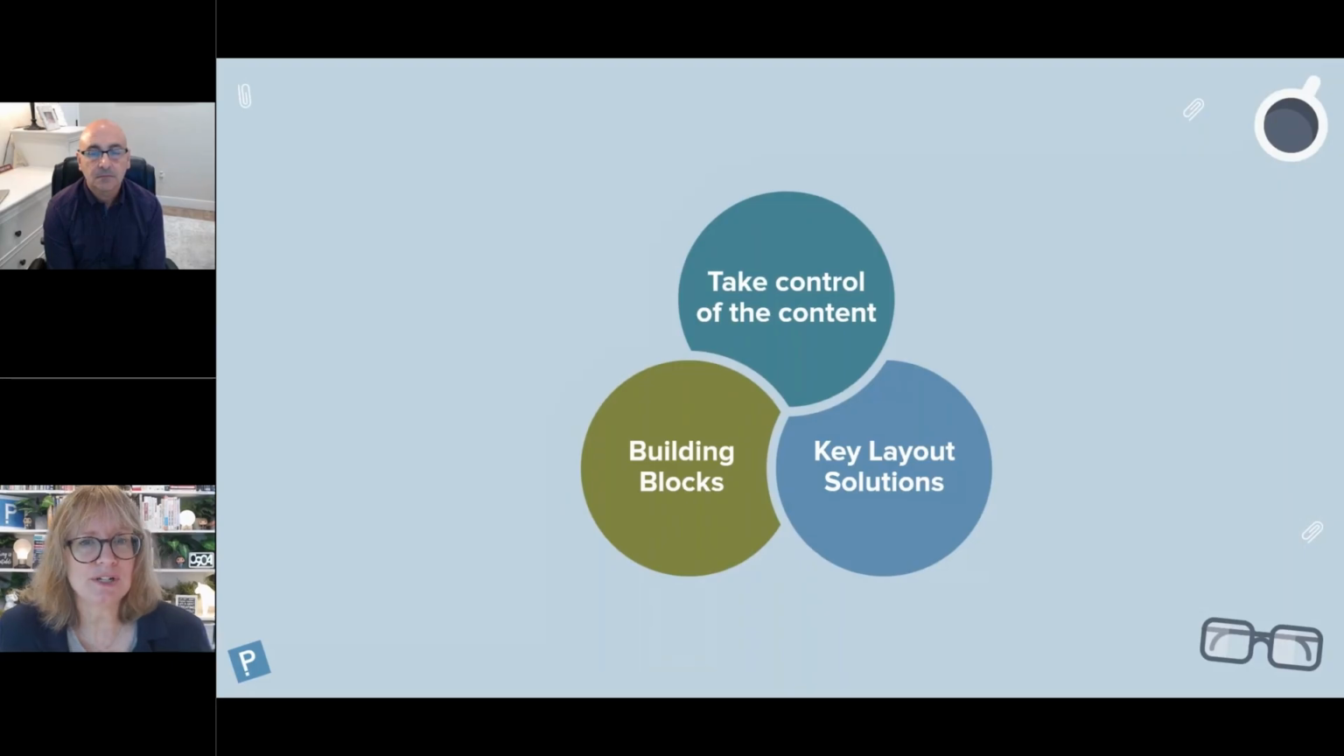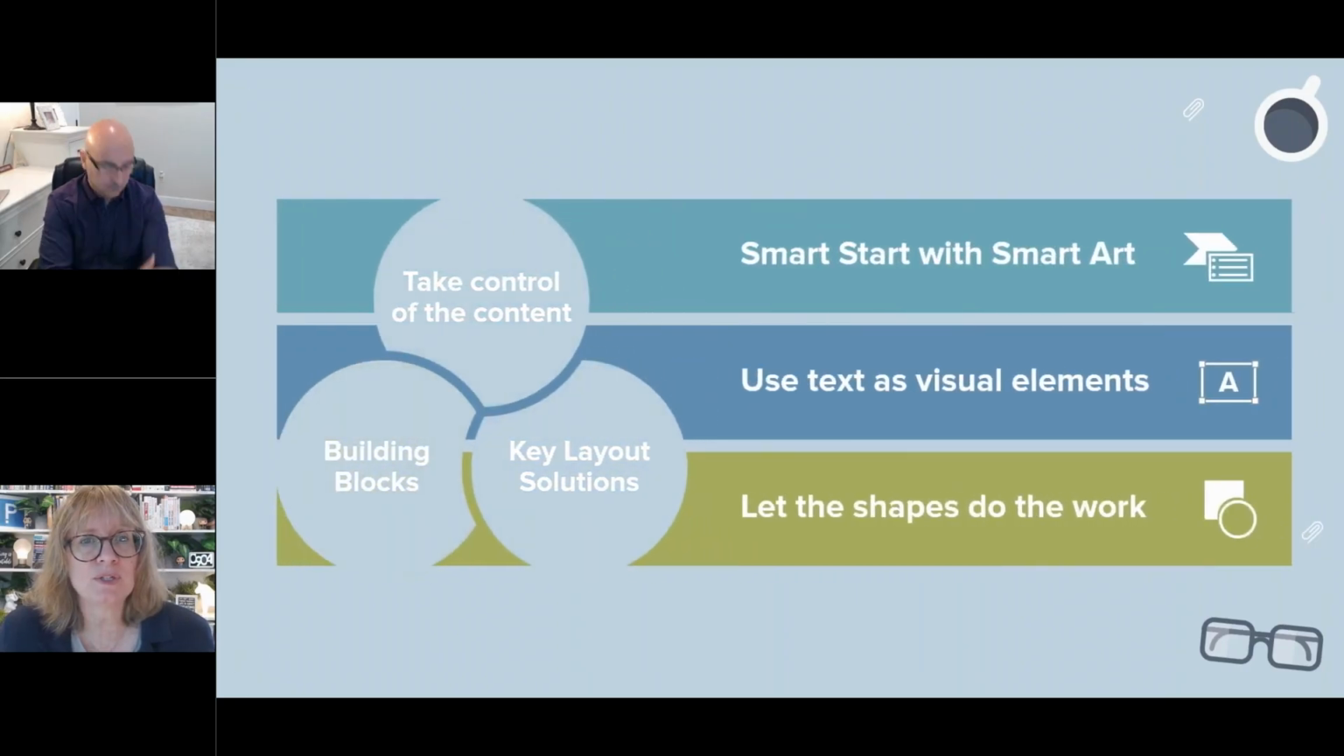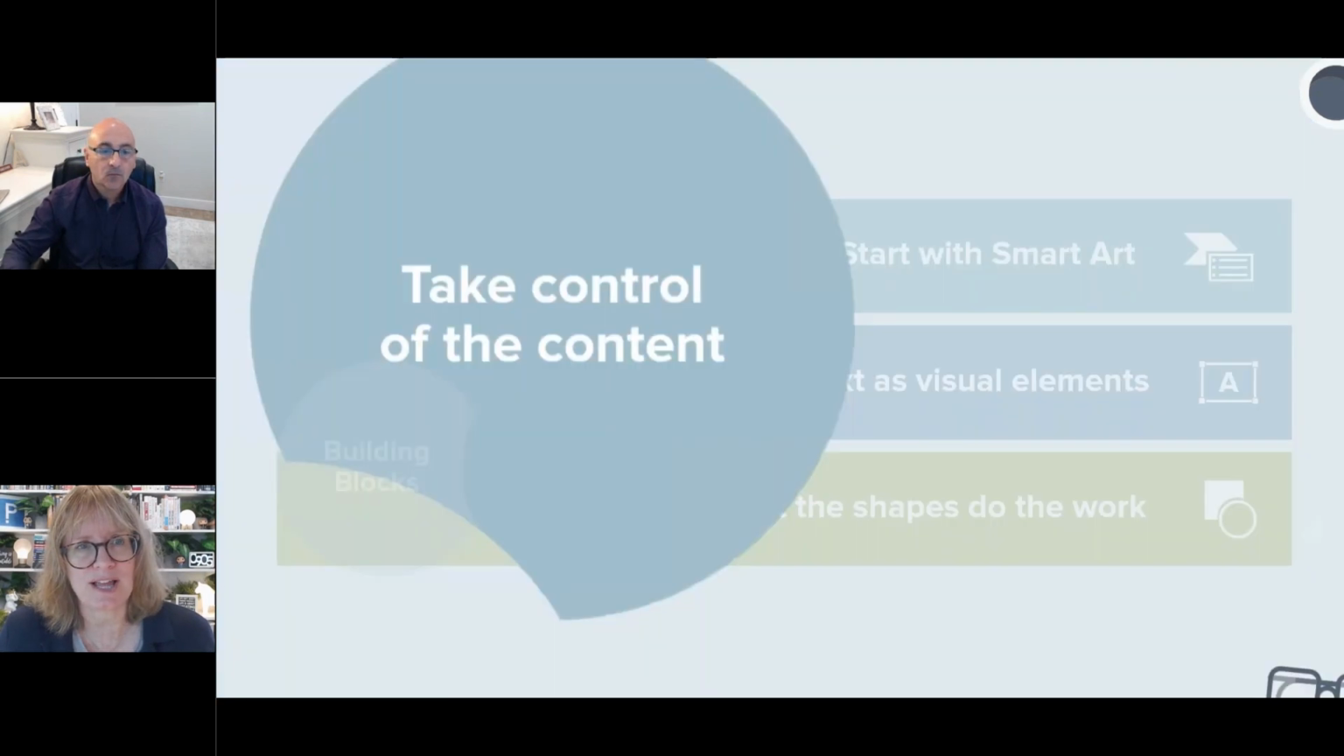We are going to start talking about taking control of your content, the key layout solutions you can use when creating slides, and the building blocks we have available to work with. Then we are going to talk about how you can use these three aspects when you do smart starts with SmartArt, use your text as visual elements, and let the shapes do the work. But first, we're going to talk about the content on your slides. Before you can even start thinking about creating better slides, you have to take control of your content.